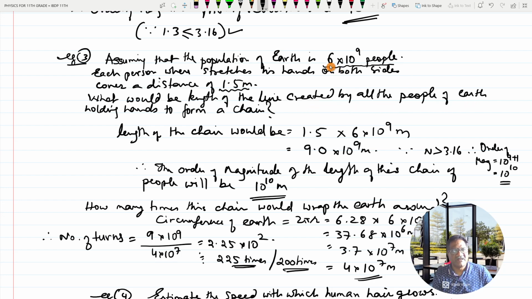How many people? 6 into 10 raised to 9 people. If this many people hold hands stretched out on both sides and try to make a chain, what will be the length of this chain? That is the question.